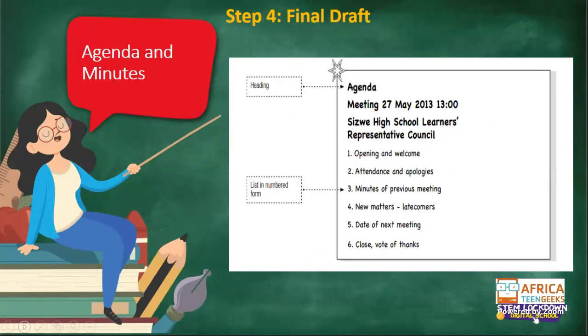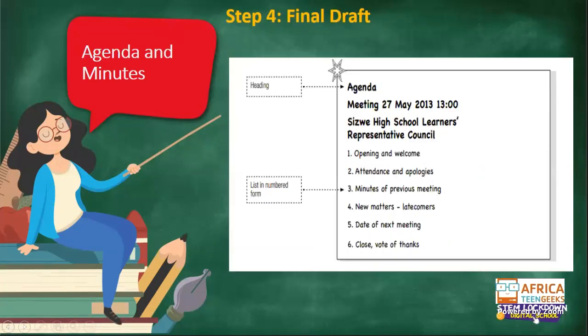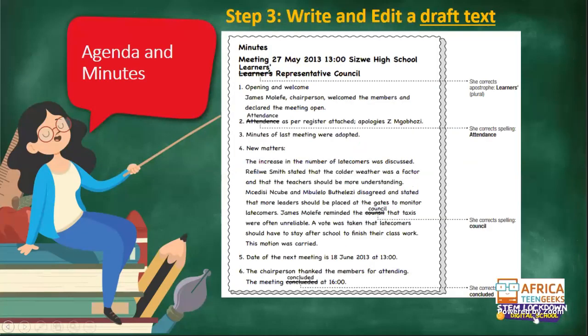Then your final draft, like I said before, you have your heading, you have your meeting date, time, the name of your organization, your points 1 to 6. Then for the minutes, you would have this structure again, adapted without all of those mistakes.